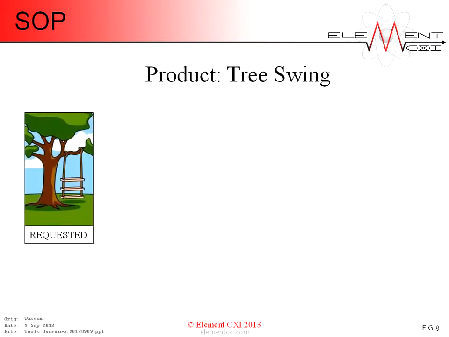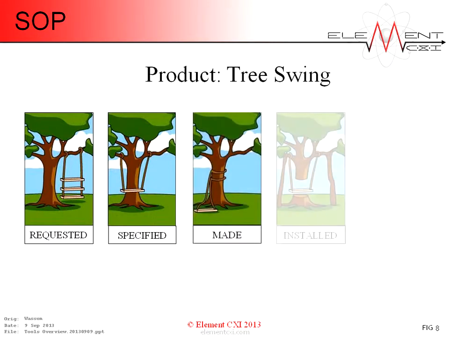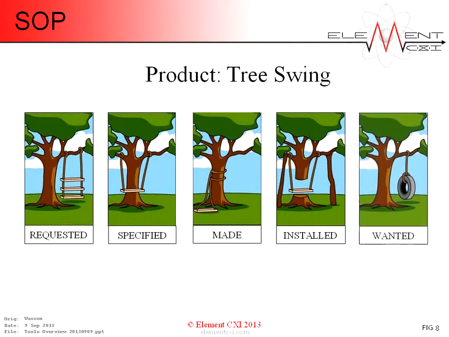Here's one view of the standard operating procedure for building a product. Most of you have probably seen some variation of this iconic example for a tree swing. What marketing is thought to have requested, what engineering specified, what got built, what got installed, and what the user actually wanted. Of course, the moral is, a lot can be lost in translation without a good process.